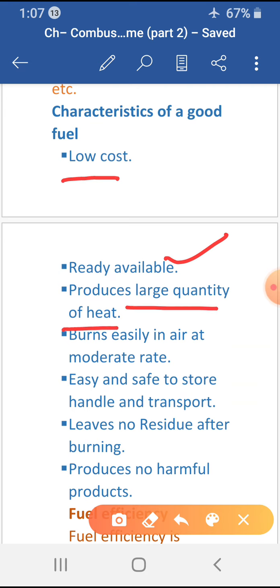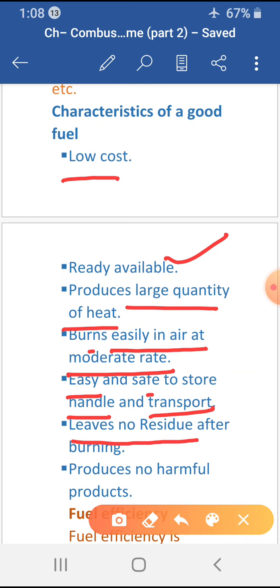Readily available means it should be available to everyone easily. And the amount of heat it produces should be enough to do our work. That should be in good amount. And it should burn easily in air at a moderate rate, means uniformly. It should be easily storable and safe to store, and easy to handle and transport from one place to another. Even after burning, it must not leave any residue and should not produce any harmful product.